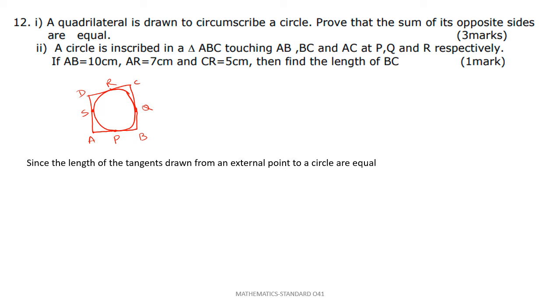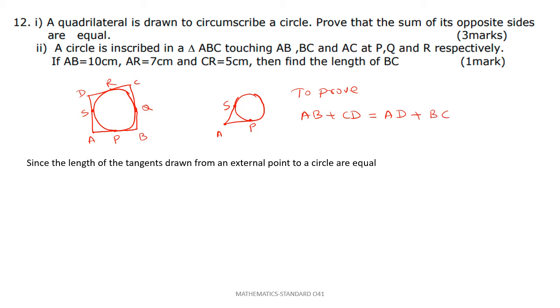So we are going to use the rule: the lengths of the tangents drawn from an external point to the circle are equal. Here this is the circle. If you take the point A as the external point and I am drawing two tangent lines, these two lengths are equal. So I am going to use this property to solve this problem. So what we have to prove? Prove that the sum of its opposite sides are equal. So we need to prove AB plus CD is equal to AD plus BC.